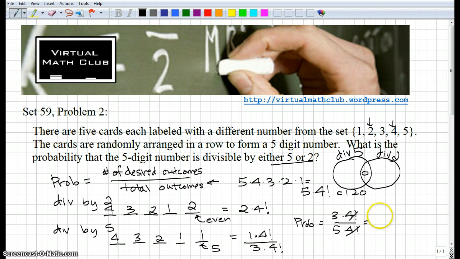So we're left with 3/5. So that's our answer, 3/5. Or you could write that as 60%, right? So that's 6 over 10 or 60 over 100. So the other possible answer would be 60%.